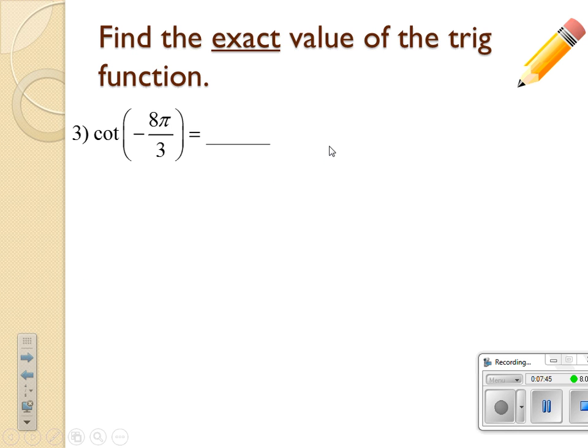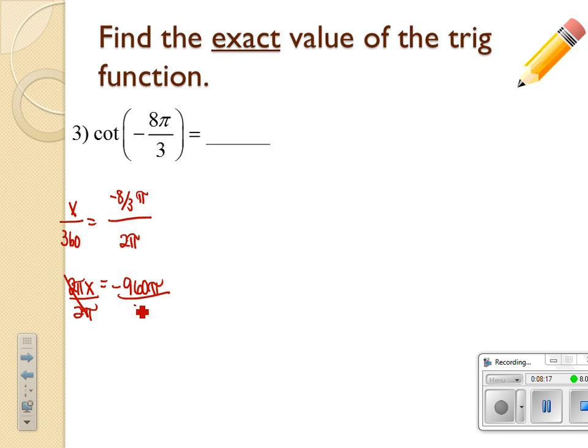Okay, let's try it again. Find the exact value of the trig function. Here we got cotangent of -8 pi over 3. Well, I don't know what 8 pi over 3 is, so I'm going to have to do x over 360 is equal to -8/3 pi over 2 pi. 2 pi times x is 2 pi x. 360 times -8/3 is -960 pi. Divide by 2 pi, and x equals -480 degrees.